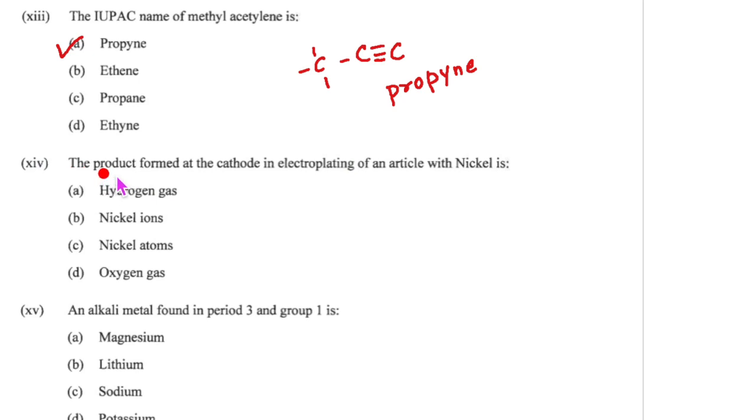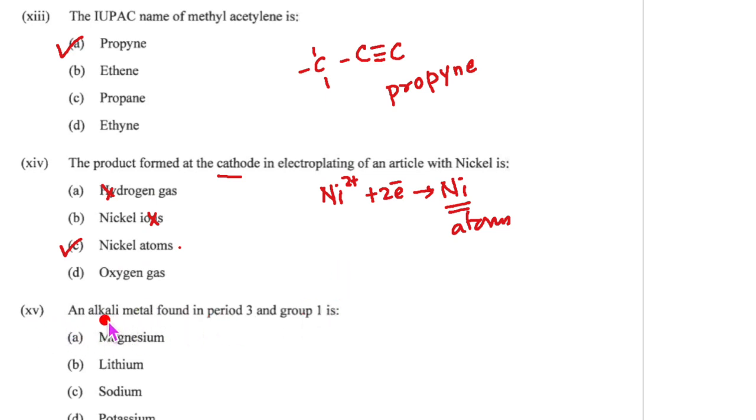Number 14, the product formed at cathode in electroplating an article with nickel is. Now at cathode we will have Ni2+ ion migrating, and it will take 2 electrons and it will become Ni. So the product is nickel metal. Nickel metal, and these will be atoms. It's not hydrogen, not nickel ions, it will be nickel atoms, not oxygen. So the correct option is C.